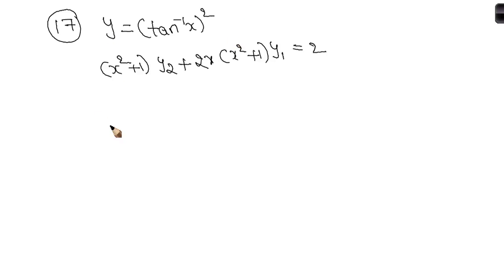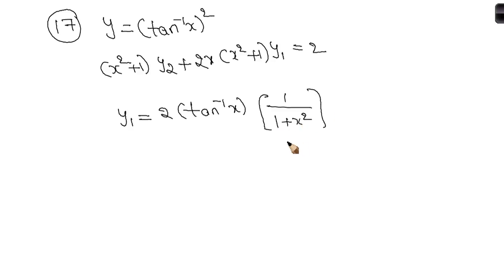So take y is equal to tan inverse of x whole square. So y1 would be 2 times tan inverse of x into the derivative of tan inverse of x, which is 1 by 1 plus x square. So multiply this onto the other side. So this becomes 1 plus x square into y1 is equal to 2 times tan inverse of x.